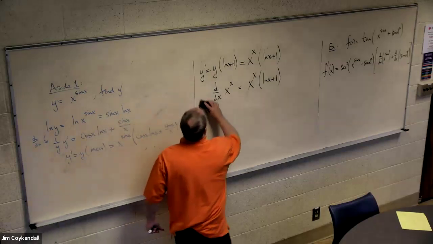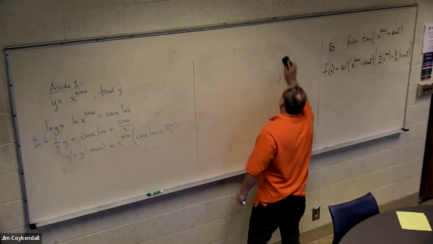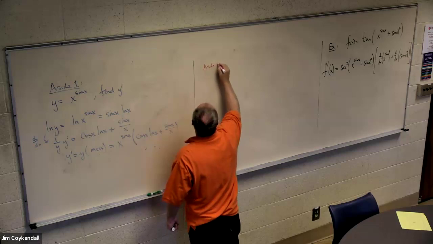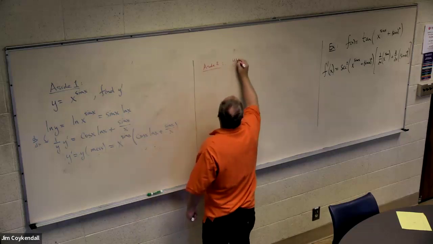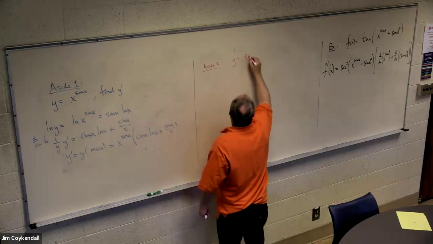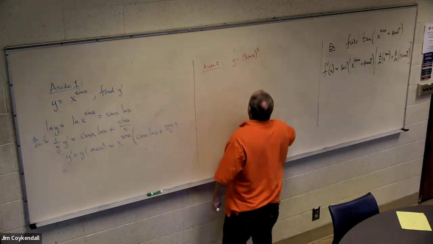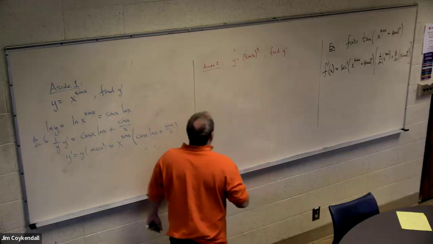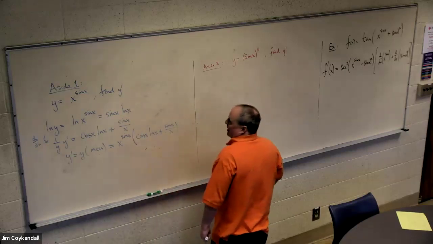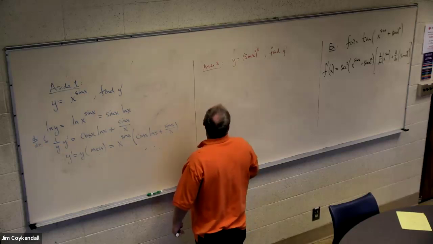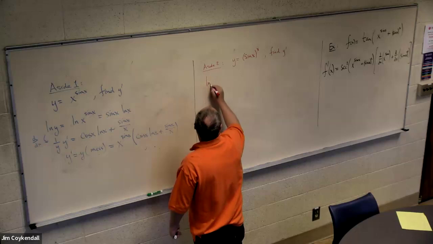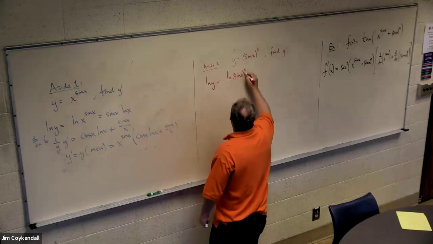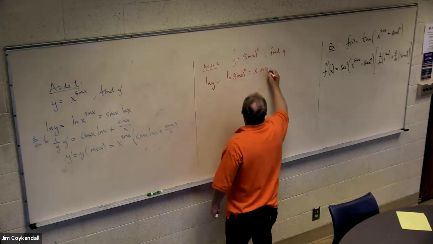Now the second one: y equals sine x to the x, and find y prime again. Take the log of this, and well, I think here log y is log of sine x to the x, which is x log sine x.